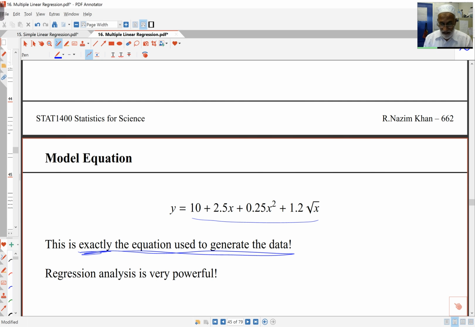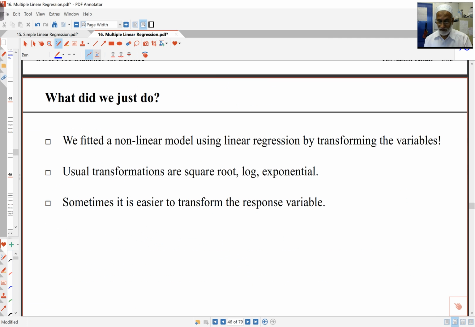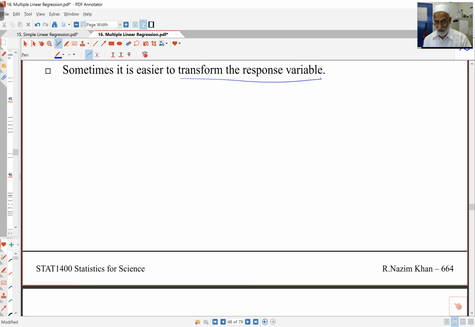So the regression analysis of fitting of this building of models is a very powerful idea. What we did here was we fitted some nonlinear model here by simply transforming the variables. And the typical ones we'll be using is things like roots, square root, cube root, whatever, log, exponential, and so on. Sometimes, instead of transforming the x variables, it's easier to transform the response variable. So let's have a look.